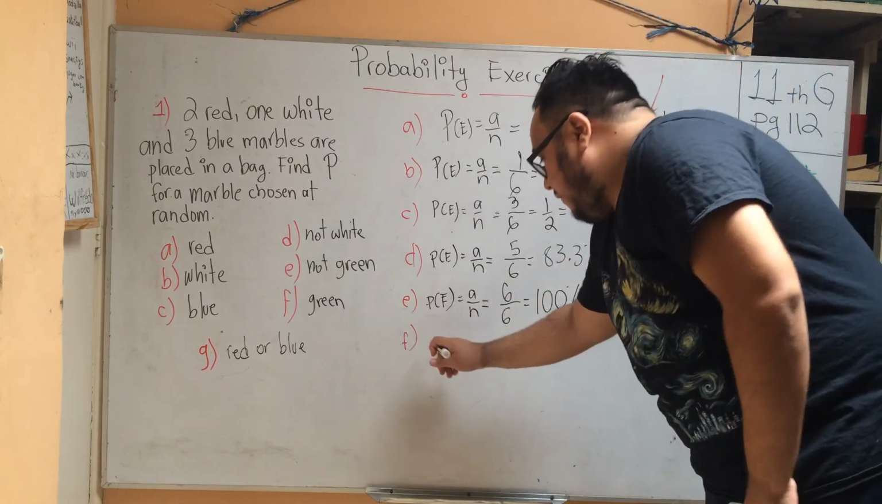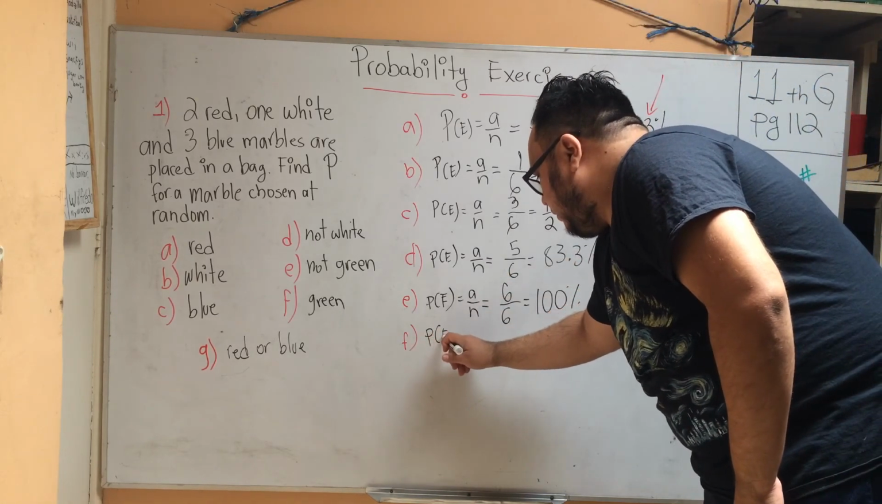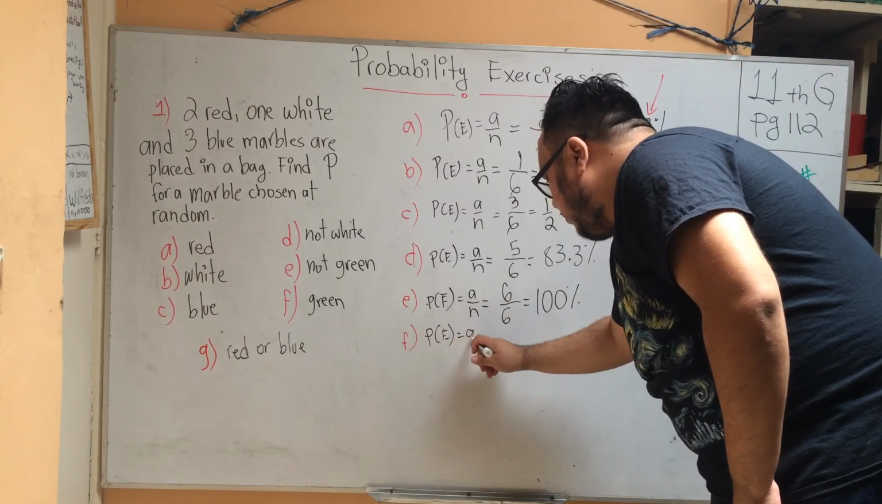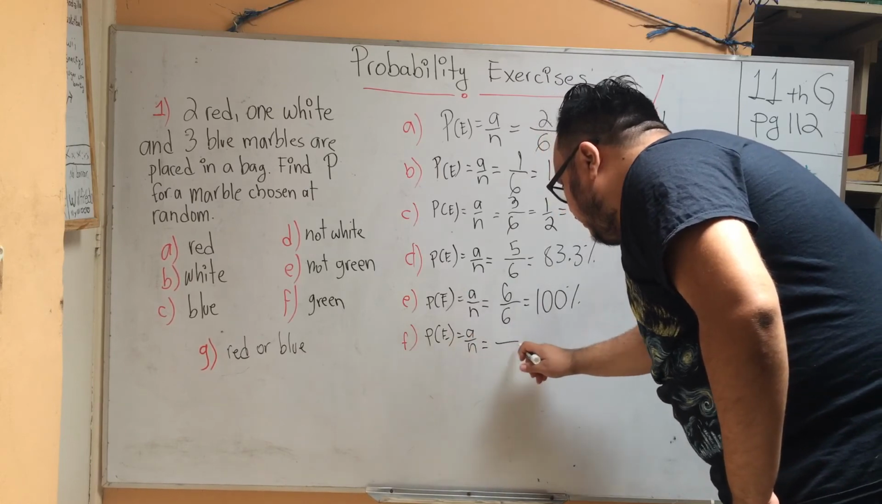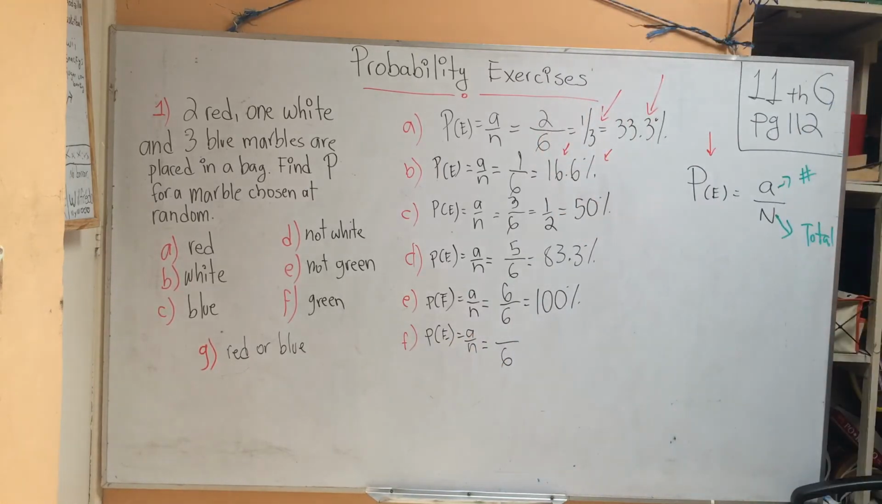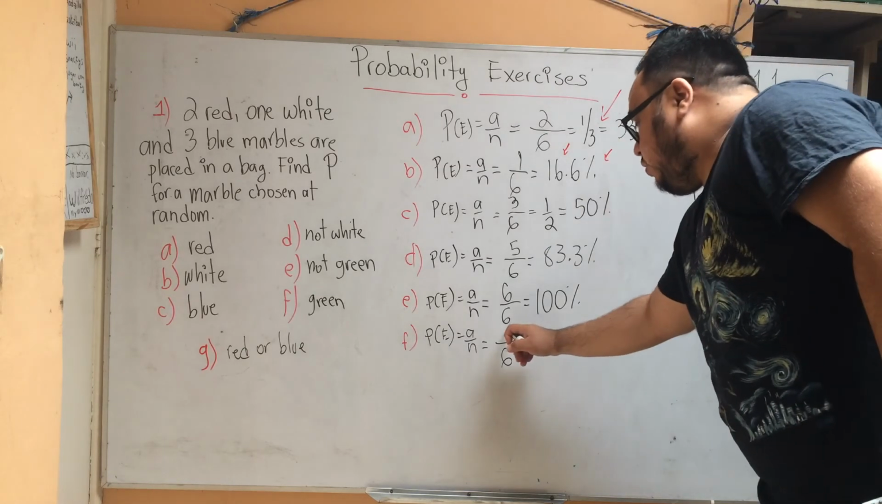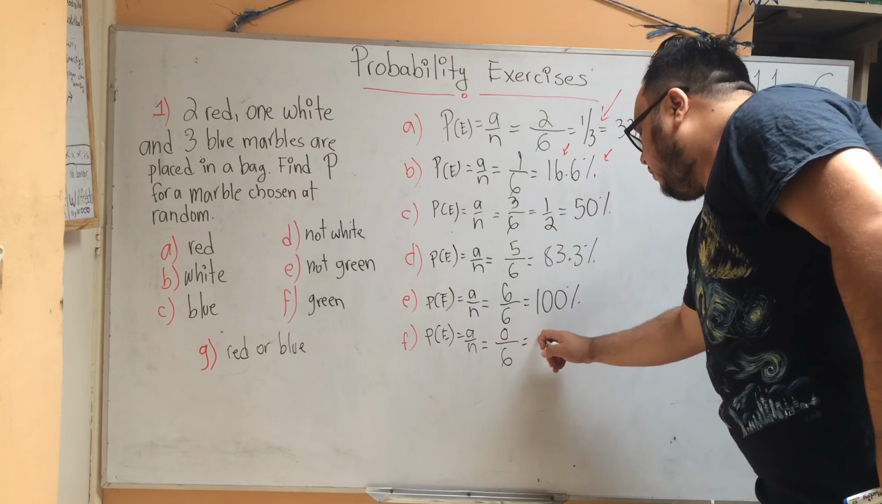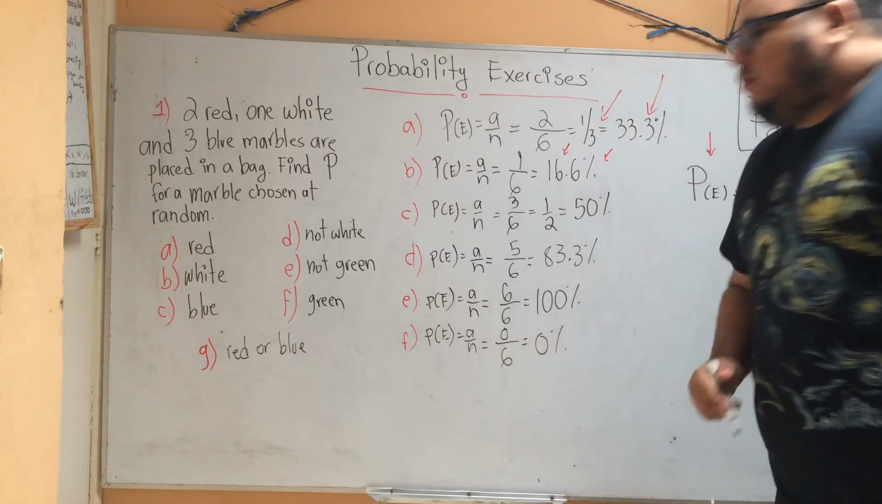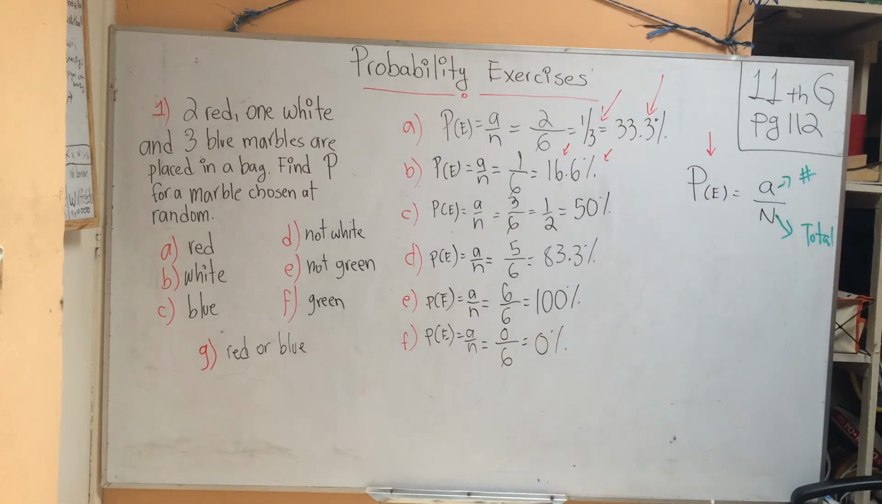But let's see what happens when they give us the opposite experiment. The probability of getting a green marble. The total number of options is 6. And how many of those options are green? 0. We do not have a green marble. So that means that the probability of getting a green marble is 0, because we do not have a green option.